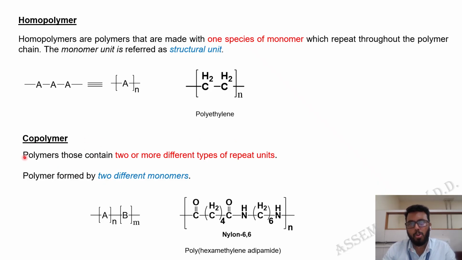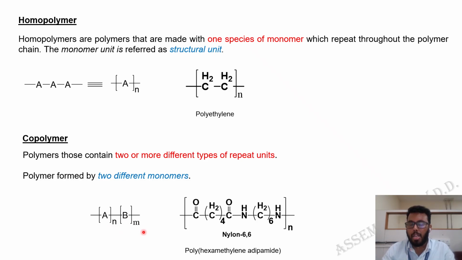Then what do you mean by copolymer? Co means two. So more than one repeating unit will be present. It can be two or more. So polymers that contain two or more different types of repeat units are called copolymers. Polymers formed by two different monomers. Then it means you won't have only A, you will also have B. So AN, BM. So this will be repeating.